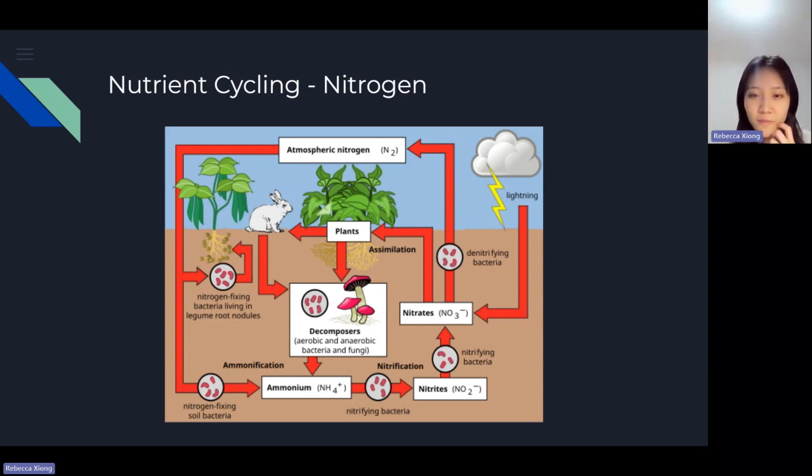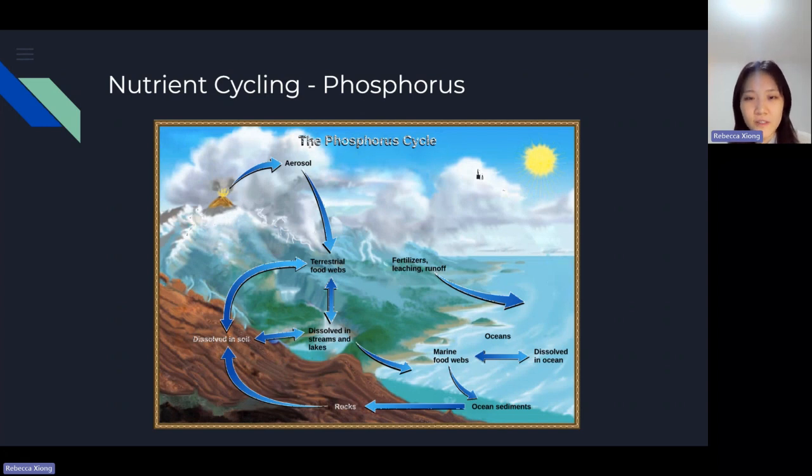with decomposers and nitrate fixing bacteria, and also the atmospheric component and how nitrogen fixation happens via lightning and other natural phenomena. So the nitrogen cycle, very frequent question. So know those steps. And another cycle that's important in agricultural context is the phosphorus cycle, also for plant biology.